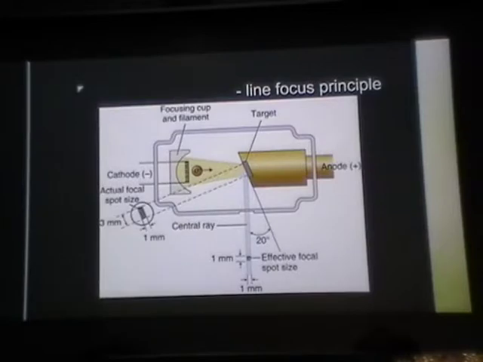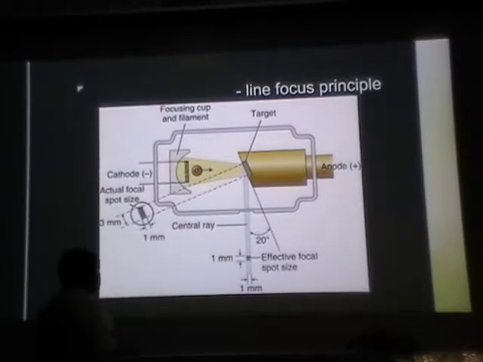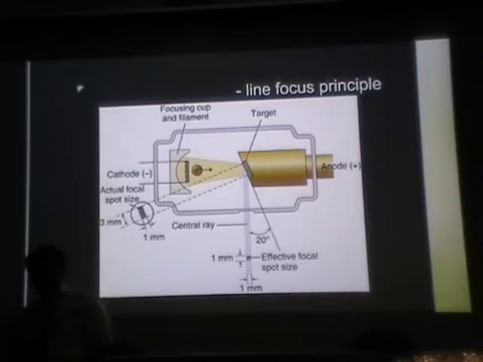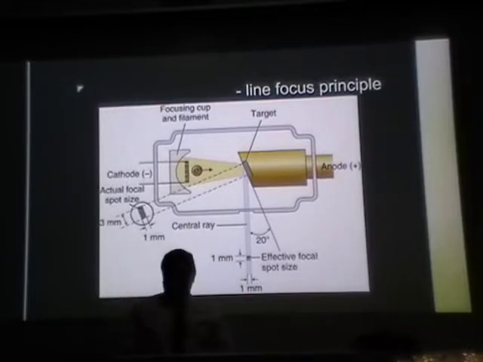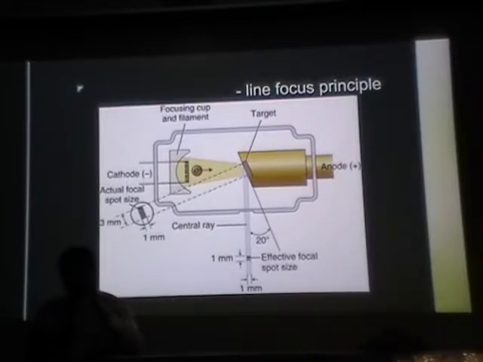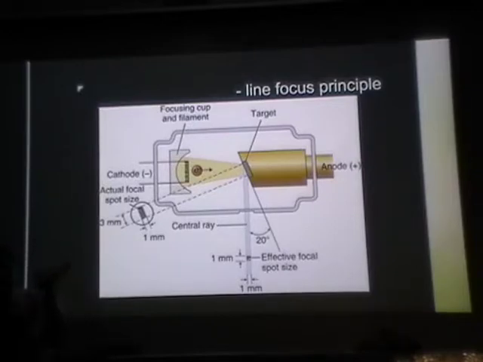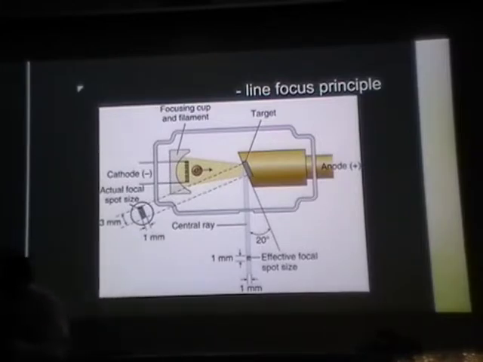Okay, the next question that was brought to me is like line focus principle. Okay. So you guys know cathode and anode, right? That's in the X-ray tube. So cathode is what? Negatively charged. And anode is? Positive. Okay. Excellent. From cathode to anode, what is going to happen? Electrons travel, right? So there is a kind of a little focusing cup like this. From there the electrons will boil off and reach the anode.